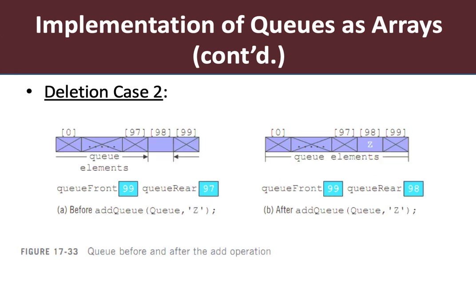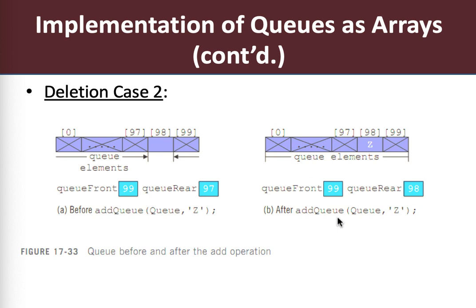Now let's look at case 2. Let us consider that we have a queue shown here in figure 17-33A. If we apply the operation add Q, add Z, the result will be what you see over here. The queueFront remains 99, and the queueRear, as you can guess, is going to be next, so it goes up to 98 from 97, and Z is added over here.